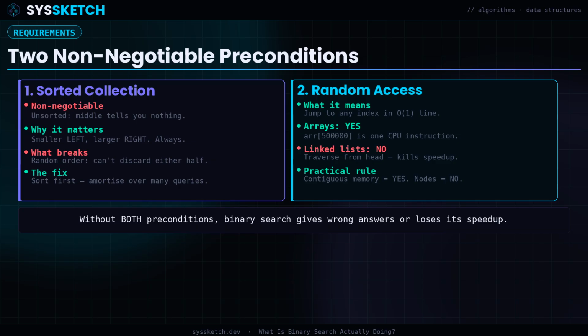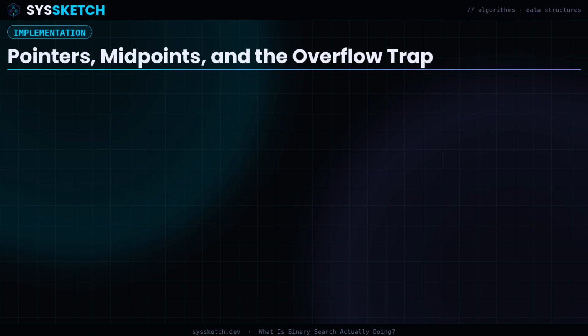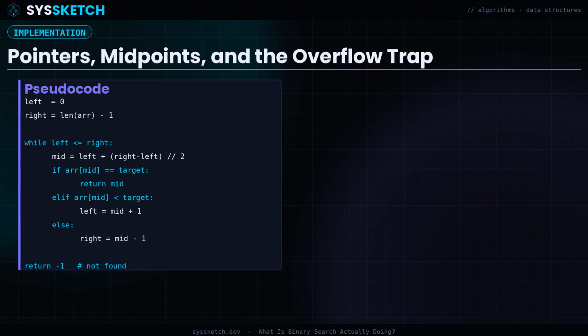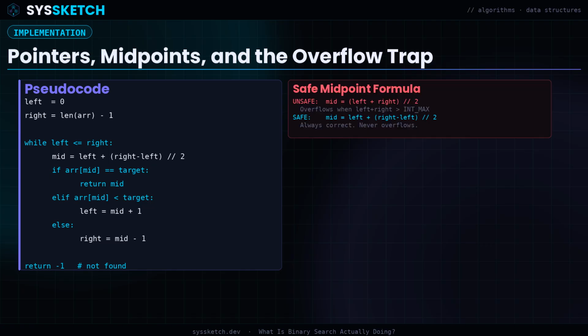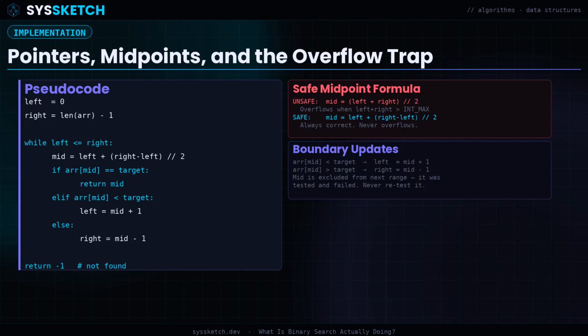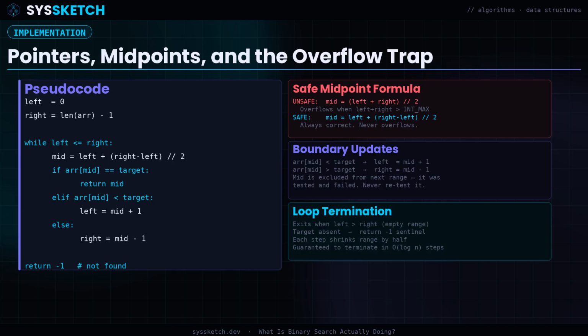The implementation follows directly from the logic. You maintain a left pointer and a right pointer, initialized to the first and last valid indices. On each iteration, you compute the midpoint as (left + right) / 2, using integer division. You compare the array element at that midpoint to your target. If they match, you return the midpoint index immediately. If the target is less than the element at midpoint, you move the right pointer to midpoint - 1, cutting off the right half. If the target is greater, you move the left pointer to midpoint + 1, cutting off the left half. The loop continues until left exceeds right, at which point the target is not in the array and you return a sentinel value such as -1.